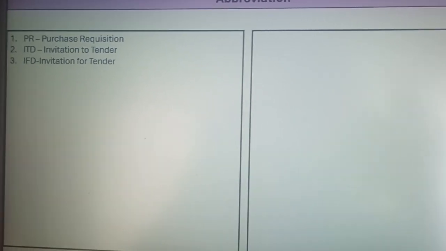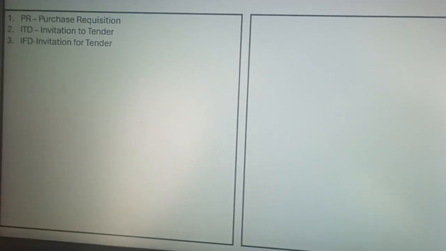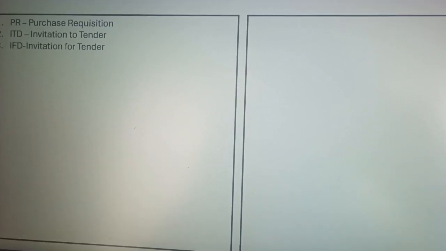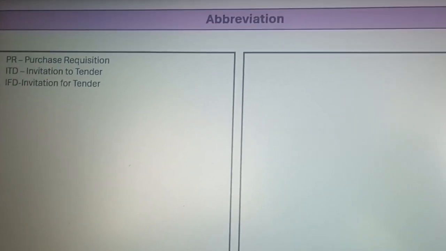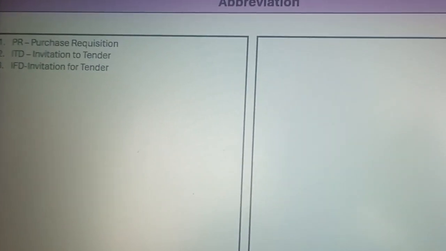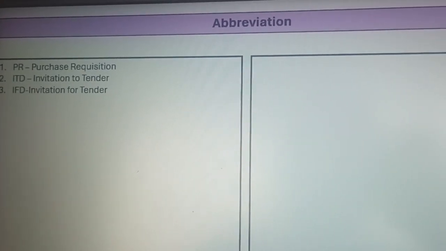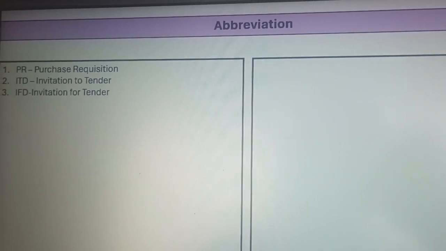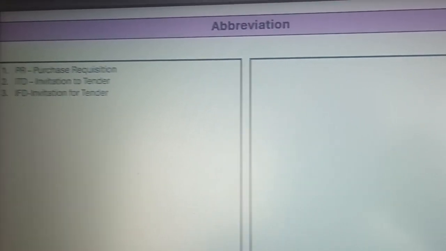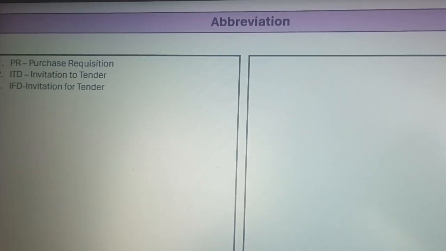Then it is also called an invitation for tender. There are various names to float the inquiry to the vendor. Every organization uses different names according to their relevance or interest.